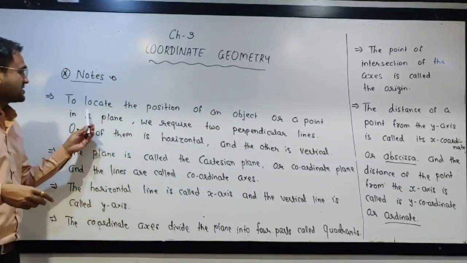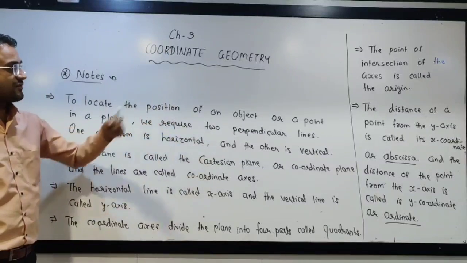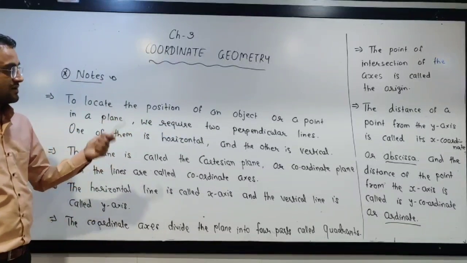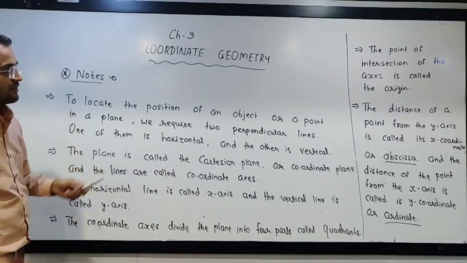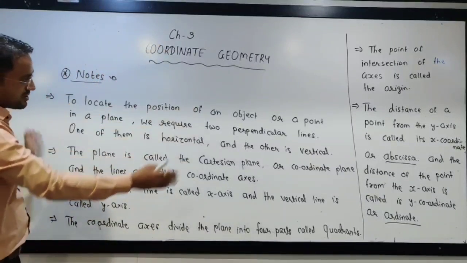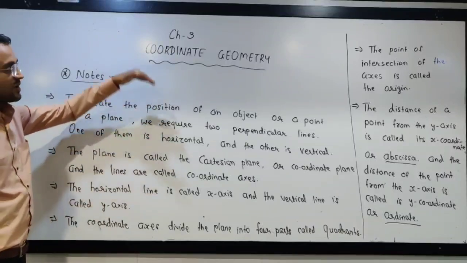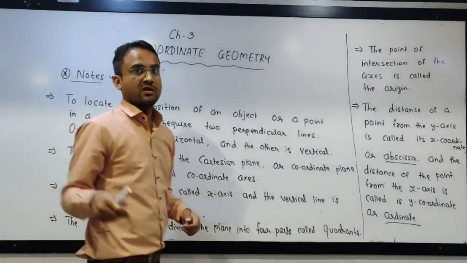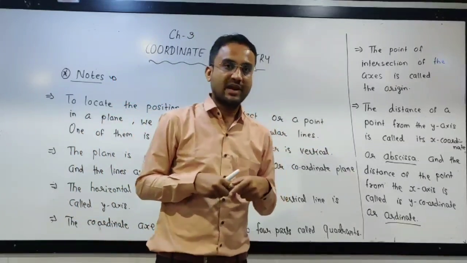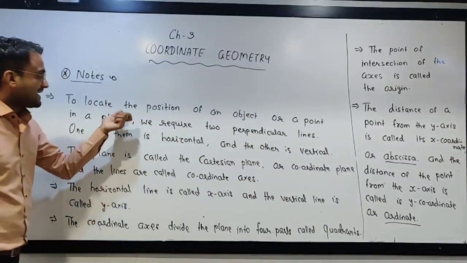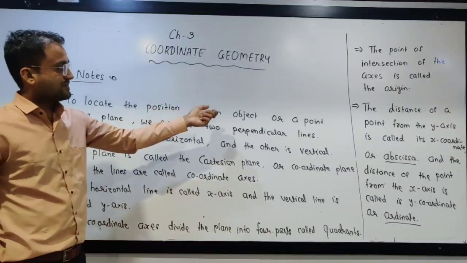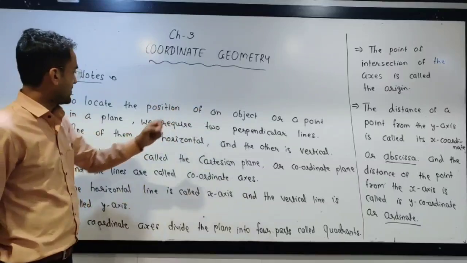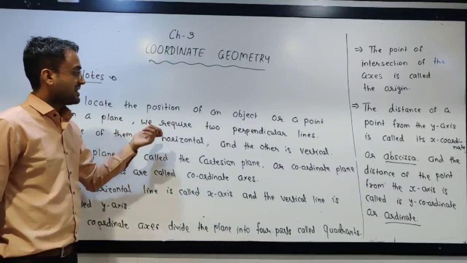Now, first of all, to locate the position of an object or a point in a plane, now what is a plane? I have written all these things on a board, so I can say this is a plane. If you are painting on a wall, that means that wall is a plane. So to locate the position of an object or a point in a plane, what do we require?